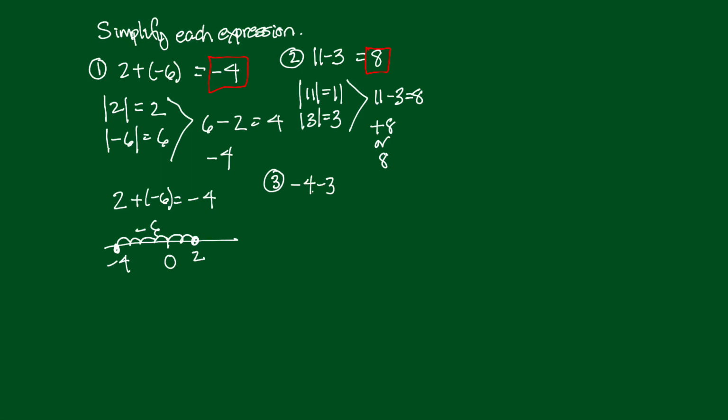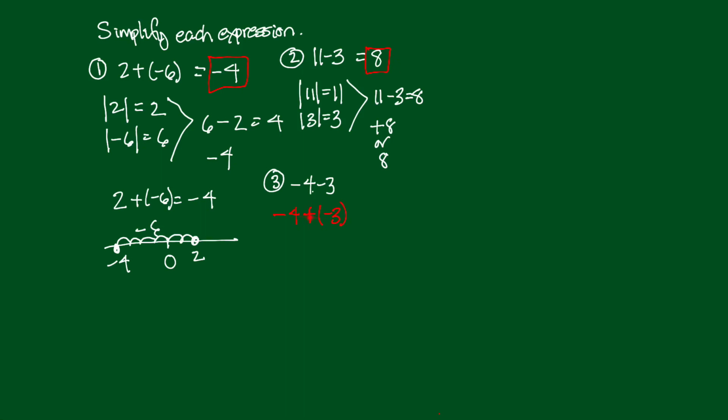Now, we've got a subtraction here, right? Negative 4 minus negative 3. So I'm subtracting. So what I do is, according to the instructions now, I turn subtraction into an addition. So I'm going to change this subtraction right here into an addition. It'll look like this. Negative 4 plus, now the opposite of negative 3, right, here's my number. The opposite of negative 3 is 3.